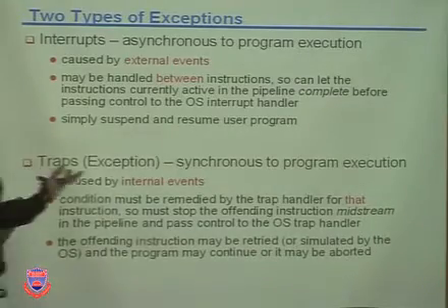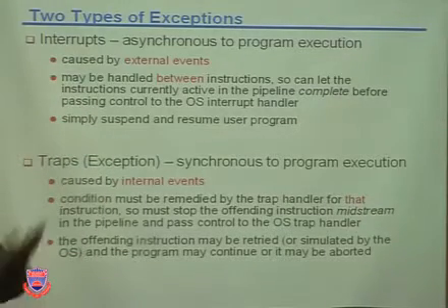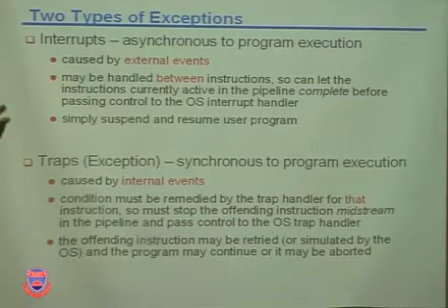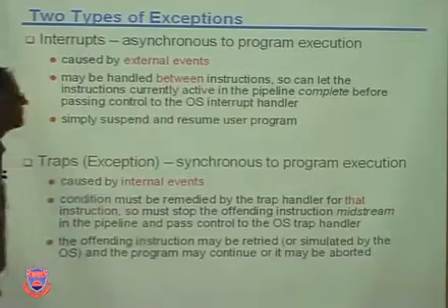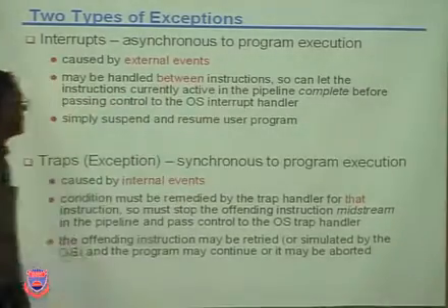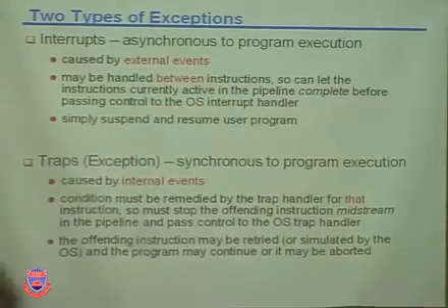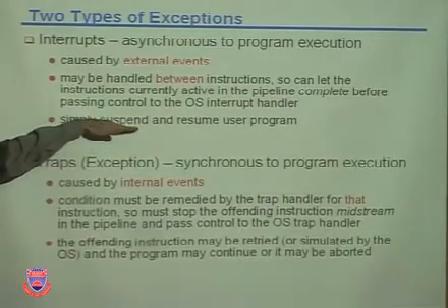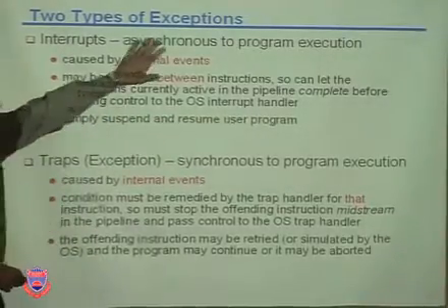There's two kinds of exceptions, the kind that are caused external to your program and the kind that come internally from your program. The external events are called asynchronous exceptions, and they often are called interrupts because they're asynchronous. They happen between instructions. So we can let the instructions that are currently active in the pipeline complete before we pass control over to the operating system for handling the interrupt. And you simply suspend the user program, handle it, and then resume. Because the user program didn't cause it, it was caused externally.